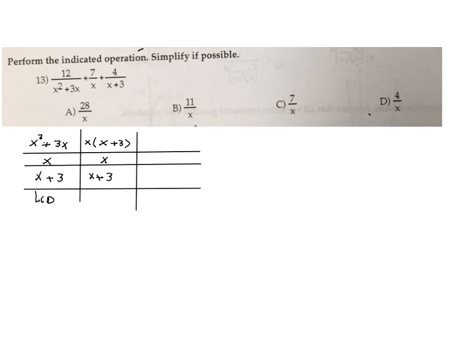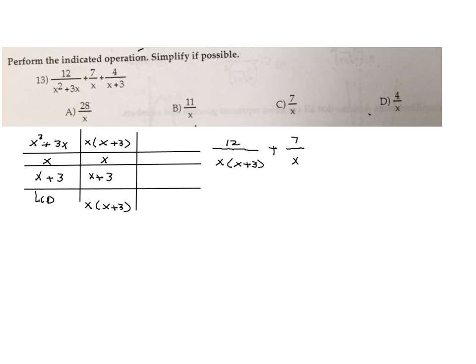So we need to pick, for the LCD we have to pick x as part of the LCD, and also x plus 3. So this is my LCD. So what I need to do now is I'm going to write this as x times x plus 3 here. Make all these three denominators the same as LCD.